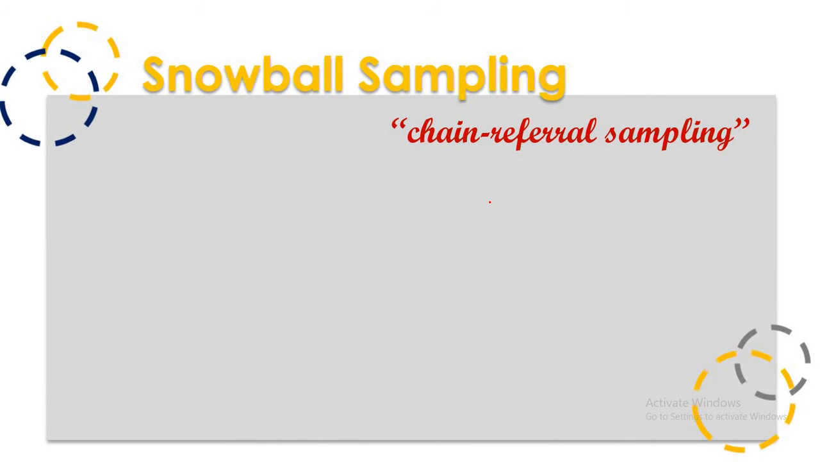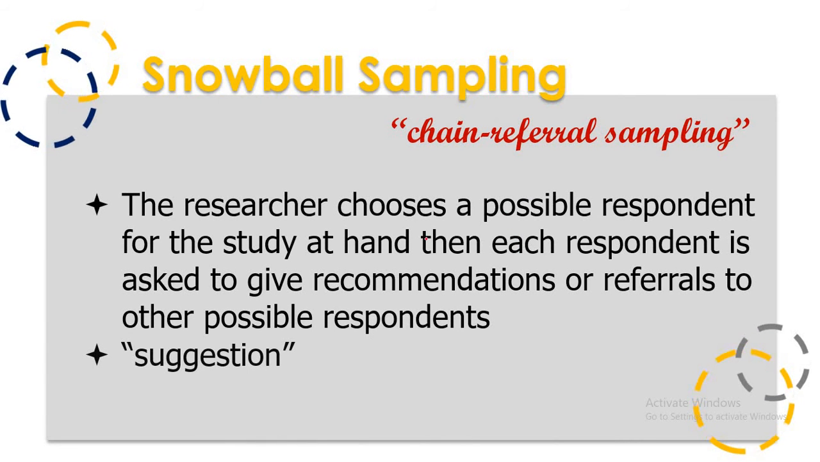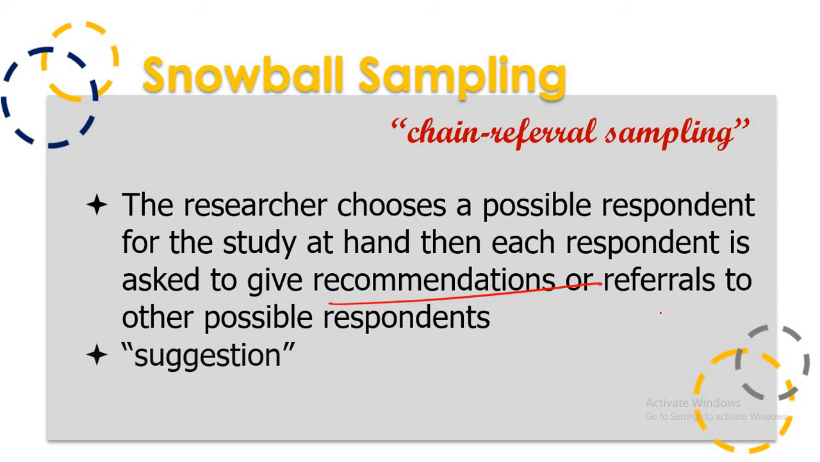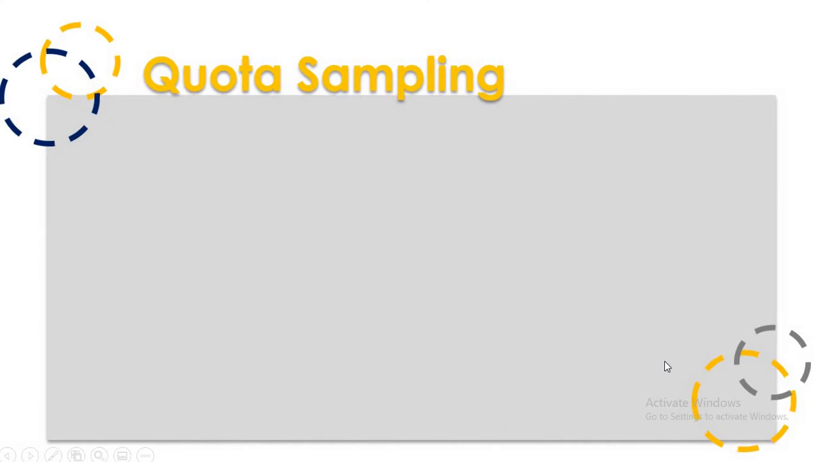Next is snowball sampling or chain referral sampling. The researcher chooses a possible respondent for the study at hand, and then each respondent is asked to give recommendations or referrals to other possible respondents. The keywords are suggestions, recommendations, and referrals. So you start by having a specific sample, and that sample will be referring another respondent, and so on. That's why it's called chain referral sampling. Usually this is used when the samples that you want to have are very limited.